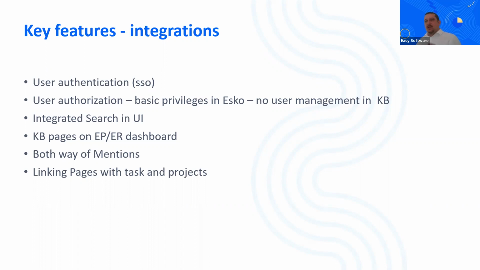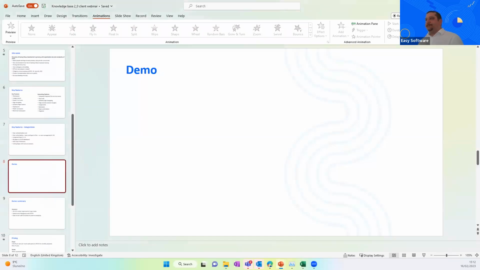We integrated the search. We allow mentions from both sides, and actually my favorite feature, which I'm going to show you, is how the pages of the articles are directly visible in Easy Redmine. All right, that's about this, and let's go to the demo.